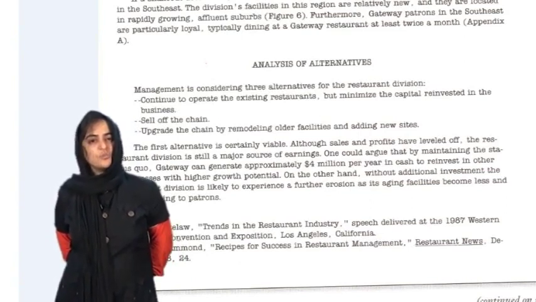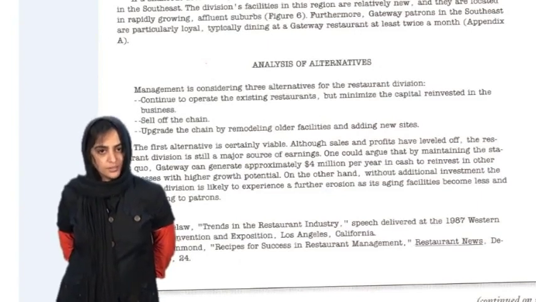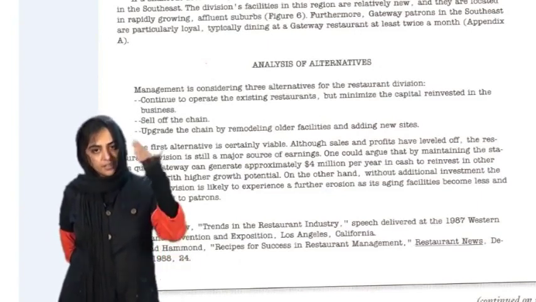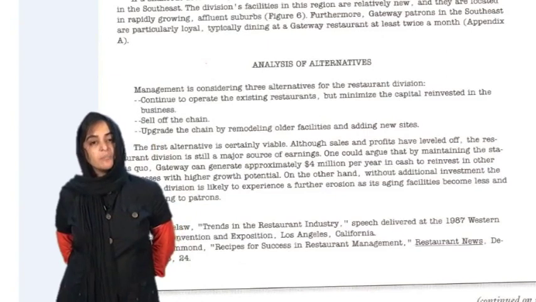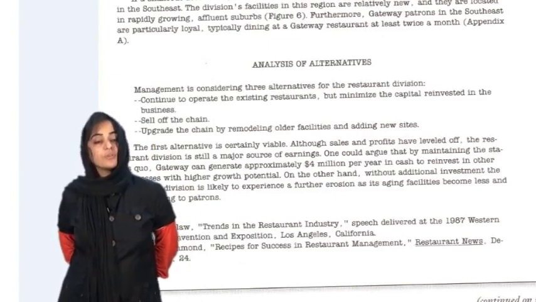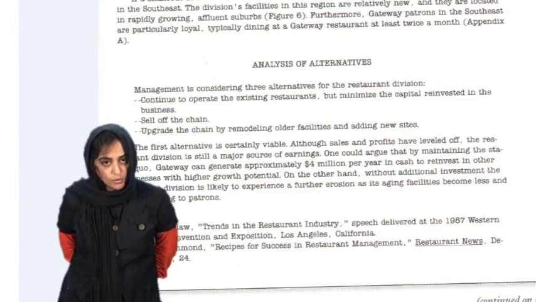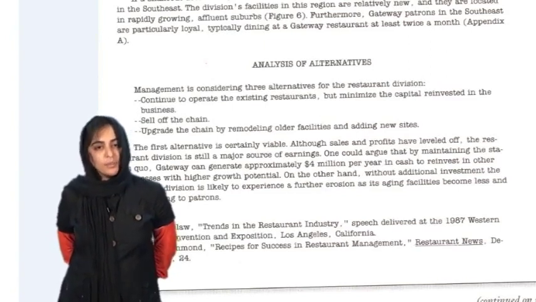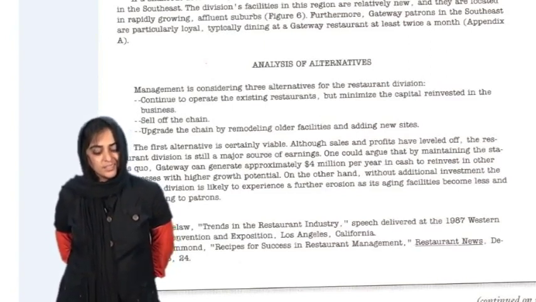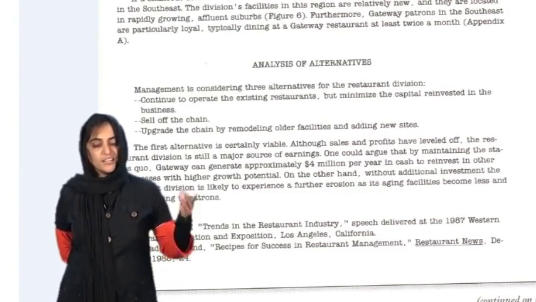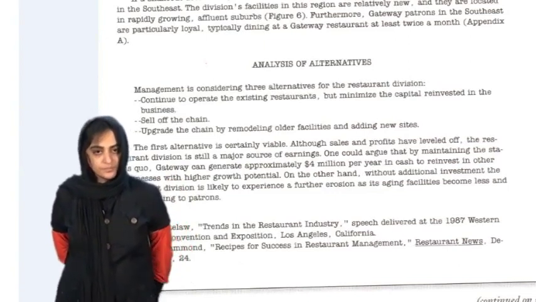Mr. Johansson was already given three options. Now, after reasoning in the beginning of the report, he is coming up with each of the options and telling you the pros and cons of each. He says that fine, continuing with the same existing restaurants is fine. It's a viable option, but there are some drawbacks, that slowly and gradually the aging facilities will become less and less appealing to the patrons.